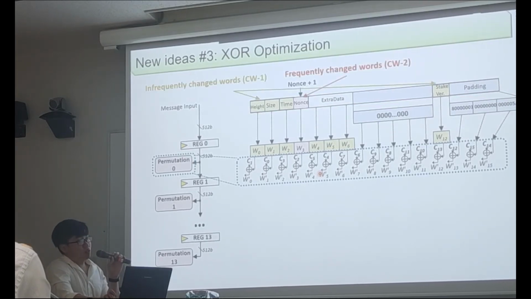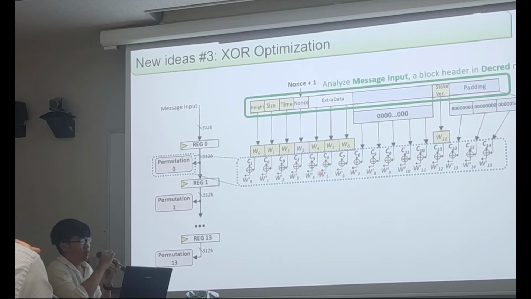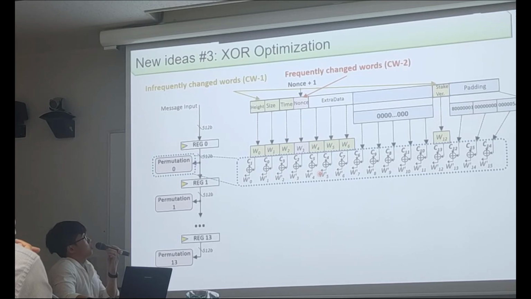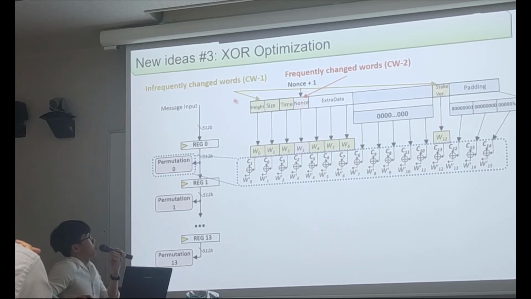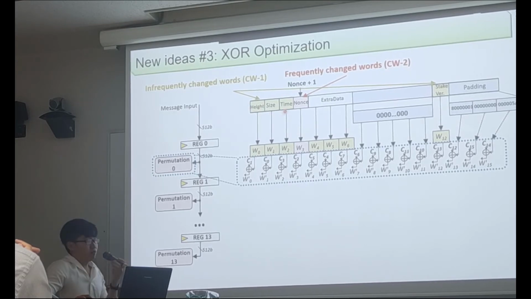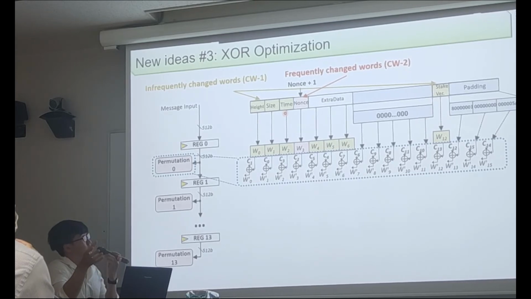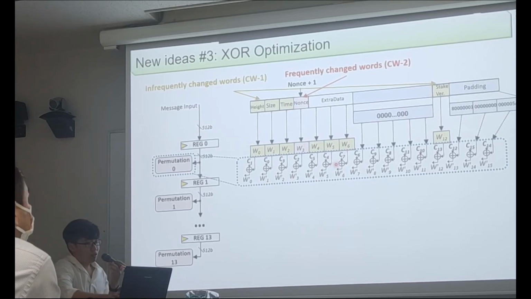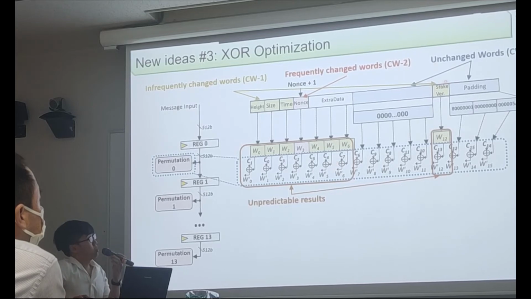Now, we also analyze the message input, which is also the blockchain in the direct network, which is the real blockchain network. Now you see here the infrequently changed words or frequently changed words. Maybe this is an infrequently changed word, but we don't know about the data. For example, block 0 is different, block 1 different, block 2 different. We don't know about that. This is the reason that we have to keep this SHA gate to compute. It's unpredictable results.